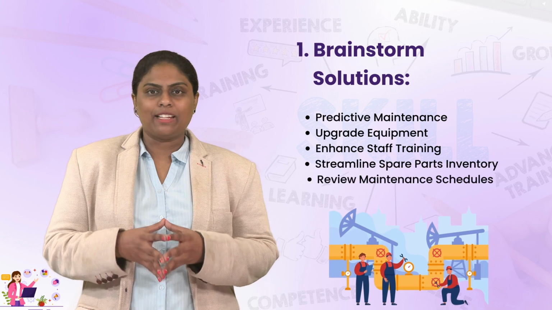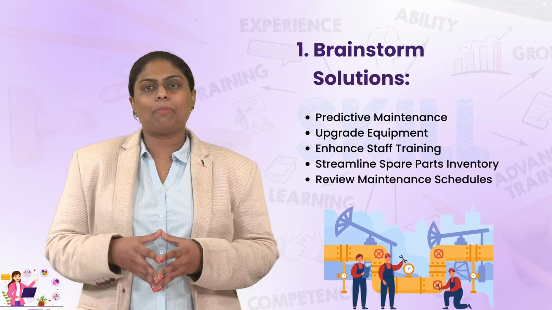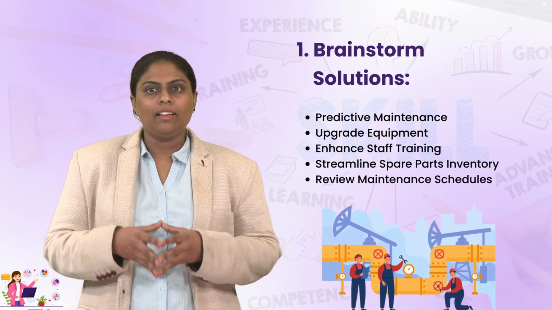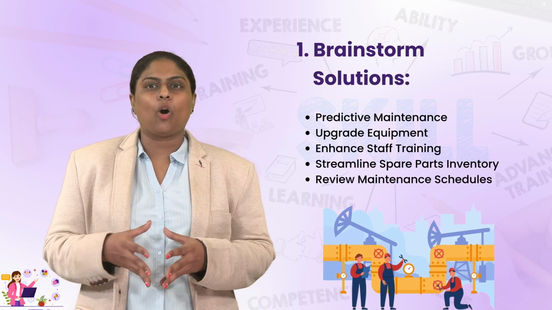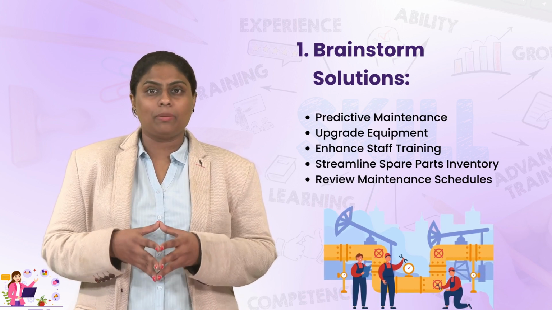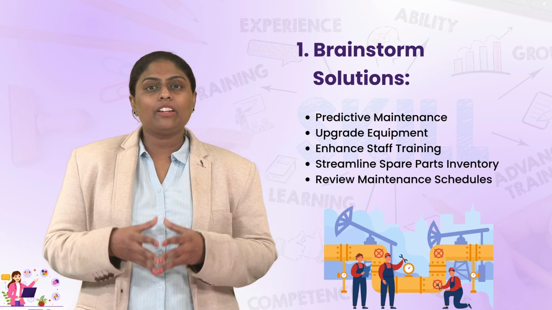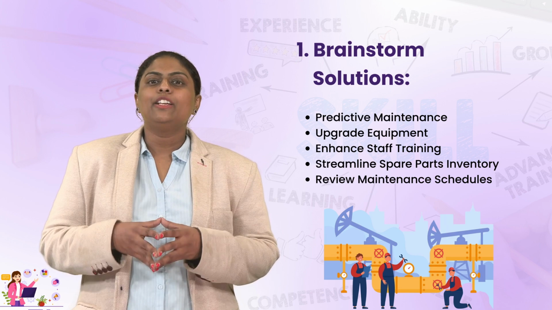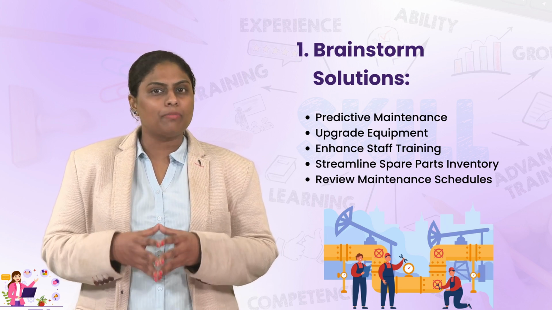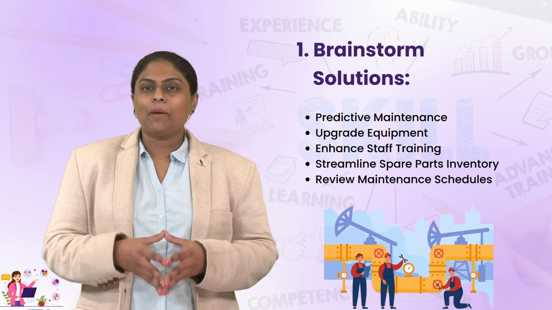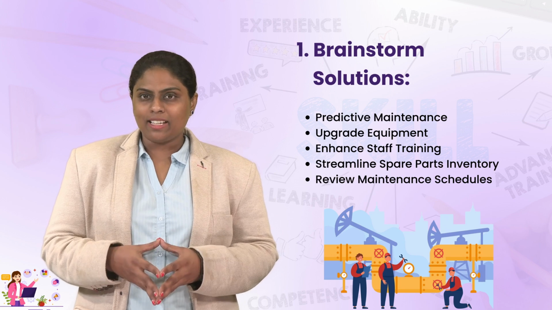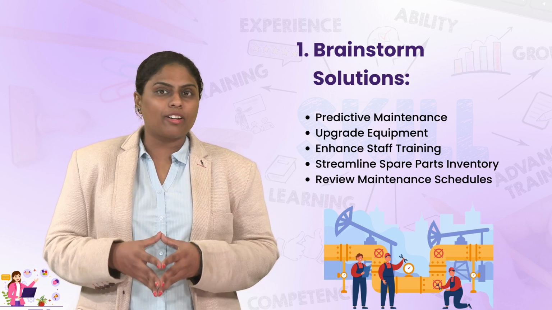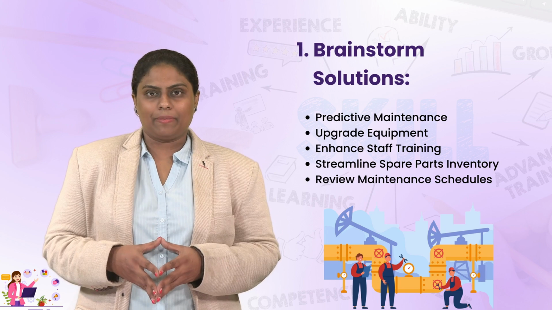First is the brainstorm solution. A cross department team with engineering, maintenance, procurement, and operations suggests possible solutions. Predictive maintenance. Use IoT sensors and AI to predict equipment failures before they happen. Upgrade equipment. Replace aging machinery with modern, more reliable systems.